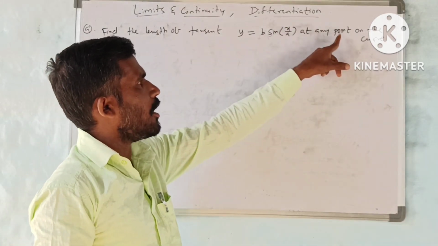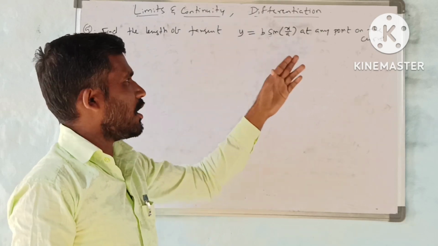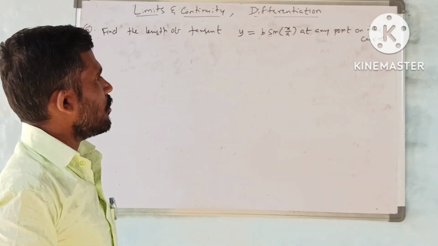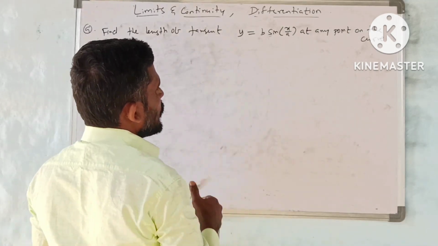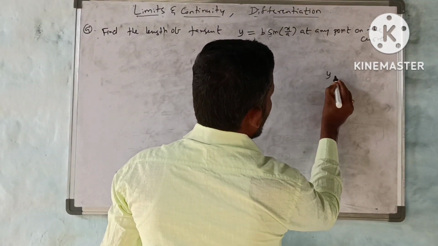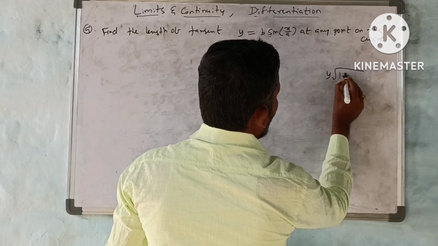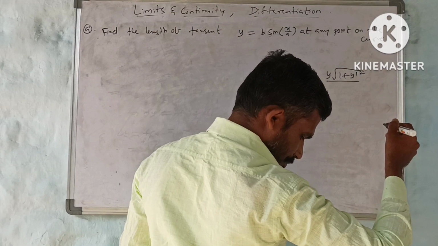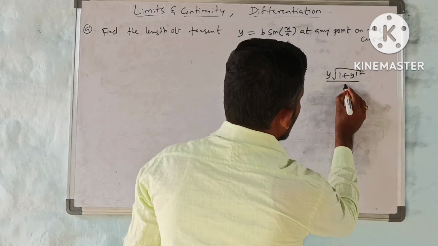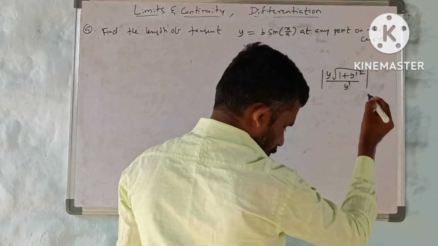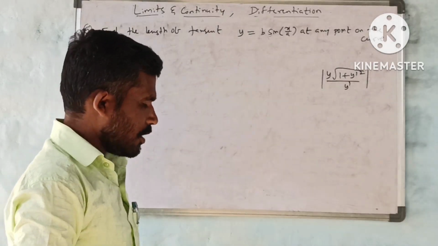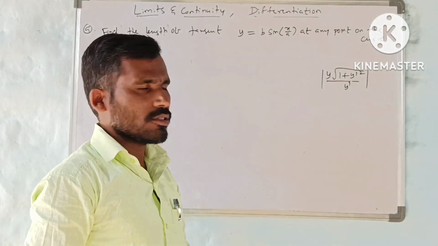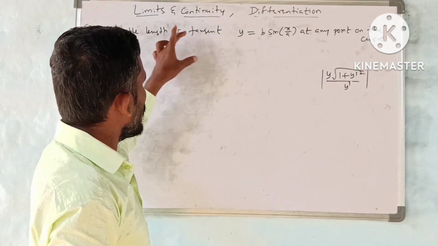Next problem: find the length of the tangent at any point on the curve y is equal to b sin of x by a. At any point, that is, for any values of x, y, we need to find the length of the tangent. The principle is y times the square root of 1 plus y dash square, by y dash. So this is the principle for the length of the tangent.